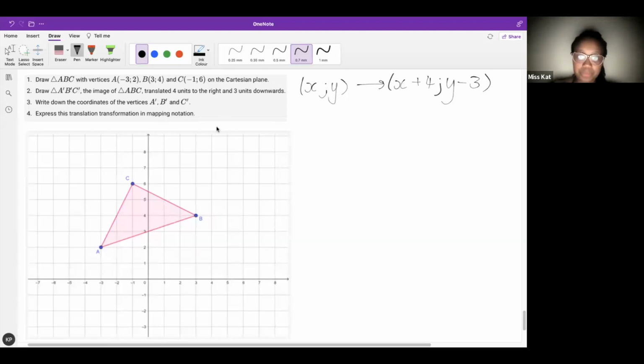There we go. Okay. Now we're going to use these to find our new coordinates for A prime, B prime, and C prime. So let's start with A. So A was -3, 2. And now what's A prime going to be?